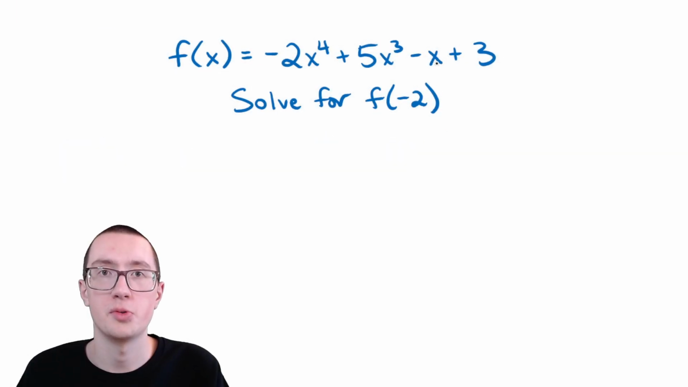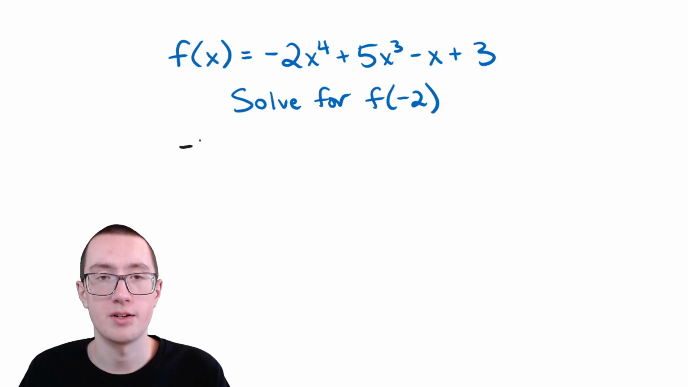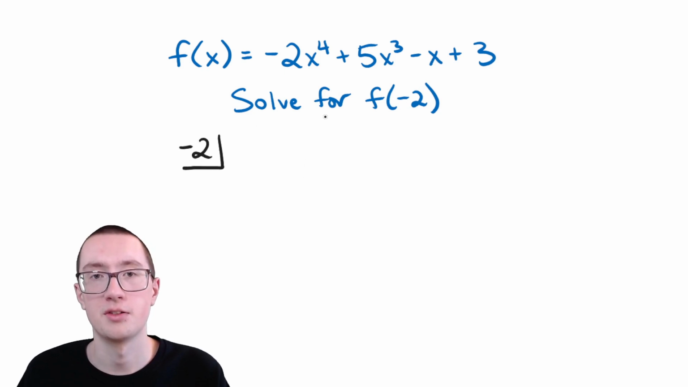All right, so normally what we would do is we would take this minus 2, plug it in for x, and see what we get. But instead, we're going to use the remainder theorem and synthetic substitution. So we're going to take this minus 2 and put it in our synthetic division box. And then we're going to lay out the beginning numbers of each of these.